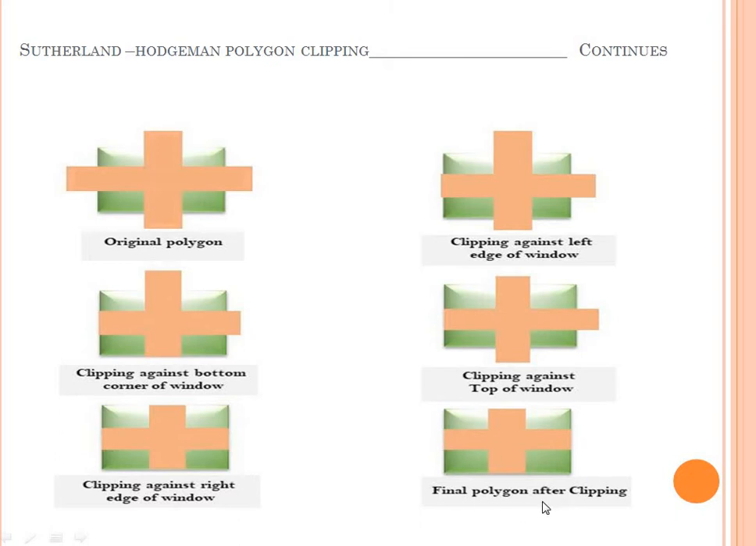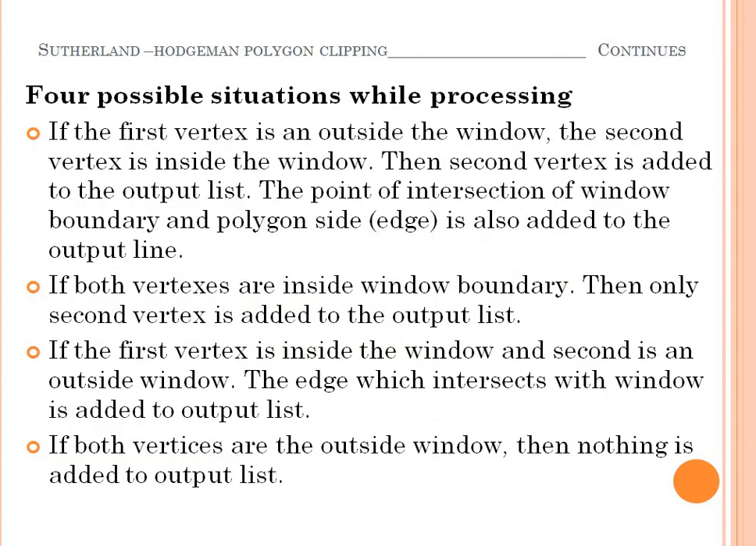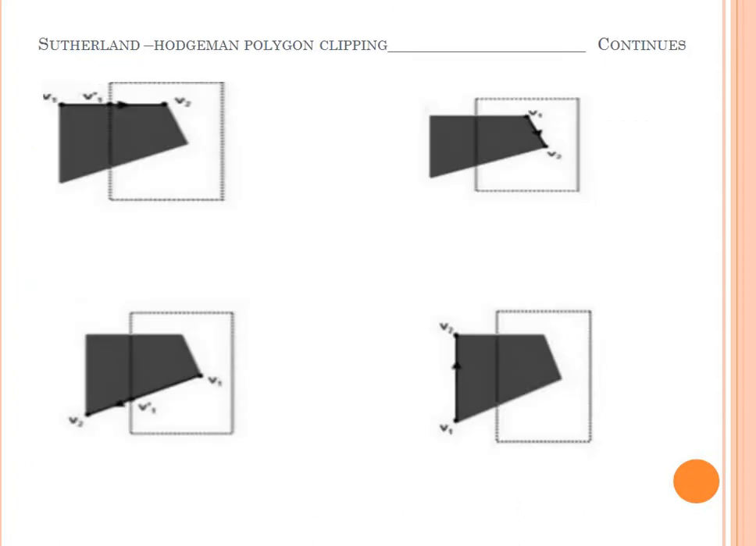This is our final polygon, meaning we remove all the portions of the sides which are not required. Only the inside of the polygon is required. Then, for this processing, we require four cases, four possible situations while processing: first, second, third and fourth.